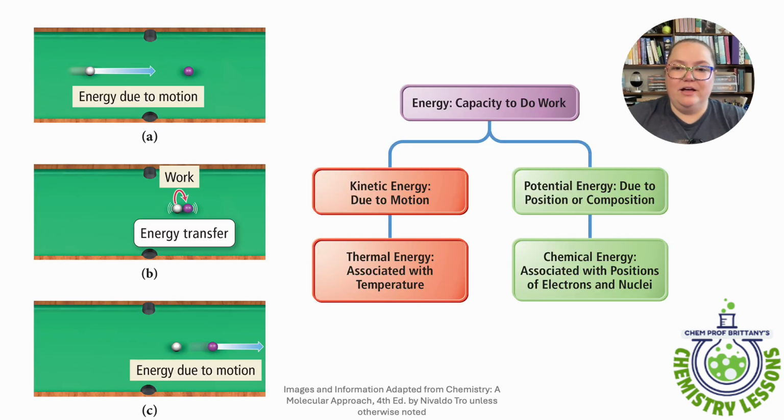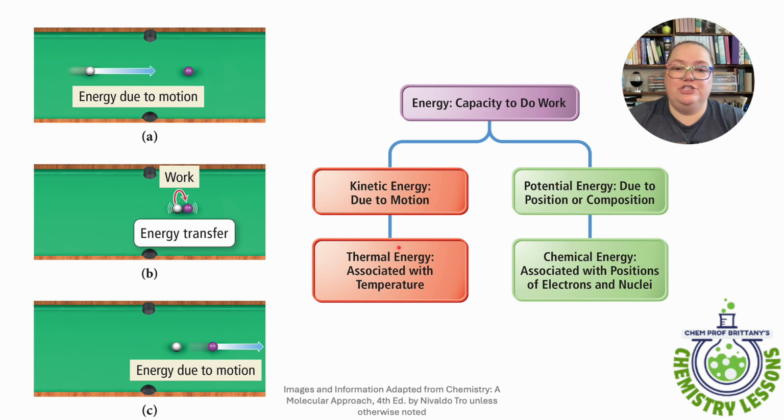So, just a little bit of recap for you. Energy is the capacity to do work, right? And we have two types of energy, kinetic energy and potential energy. Kinetic energy is due to motion, potential energy is due to stored energy, the energy that could potentially turn into something else, right? Then there is the chemistry-specific version of each.